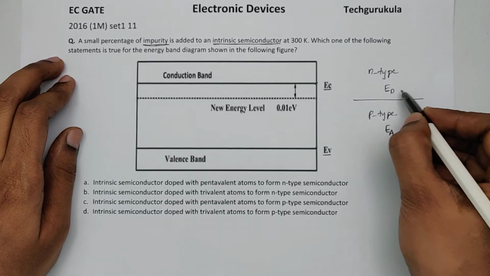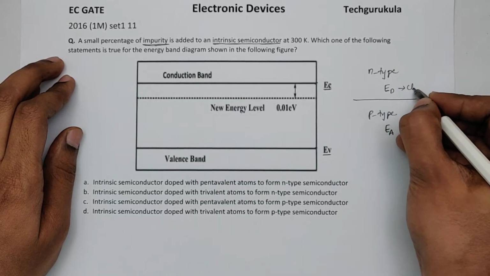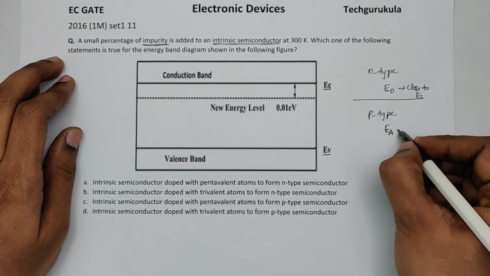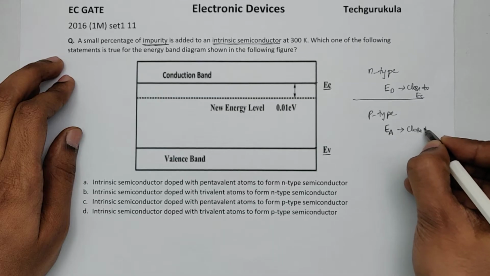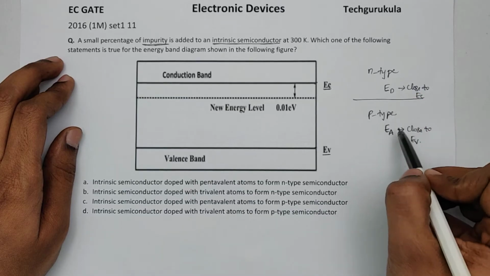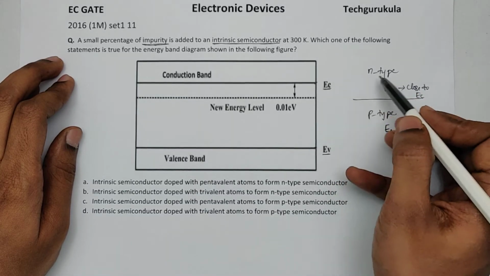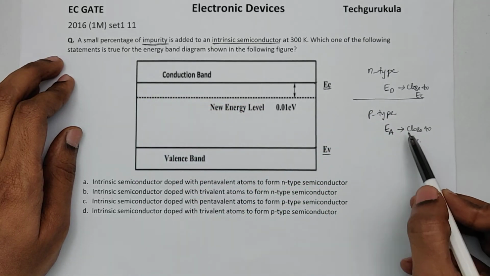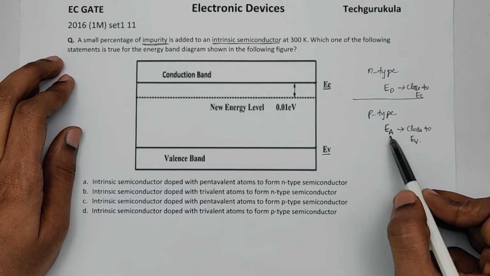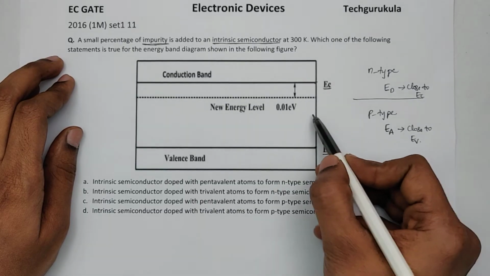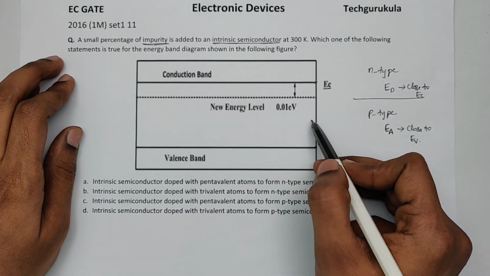Now, in case of n-type semiconductor, this energy level will be close to EC. And in this case, this EA will be close to EV. We have seen these concepts. If the energy levels are very close to the conduction band for n-type, the dopants are called shallow dopants. And in case of p-type, if the introduced energy level, which is the acceptor energy level, is close to EV, that will be called again shallow dopants. If they go very close to the middle of the energy band gap, they are called deep dopants.